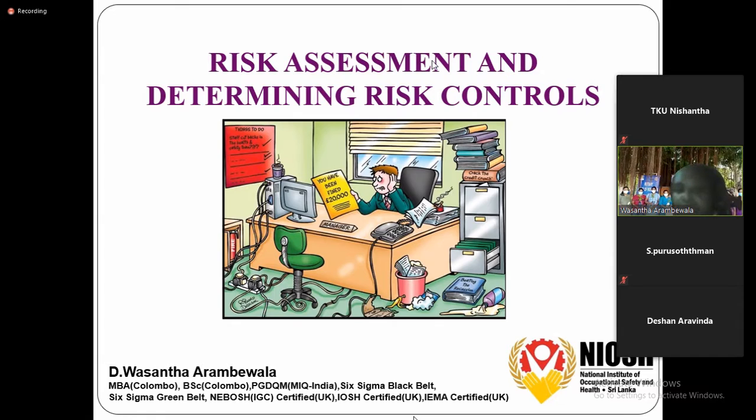Examples: electricity, chemicals, sound, high noise, fire, temperature, high temperature, low temperature, biological hazards, machinery hazards, working at height, cut hazards, vibration. Those things we can consider as hazards.